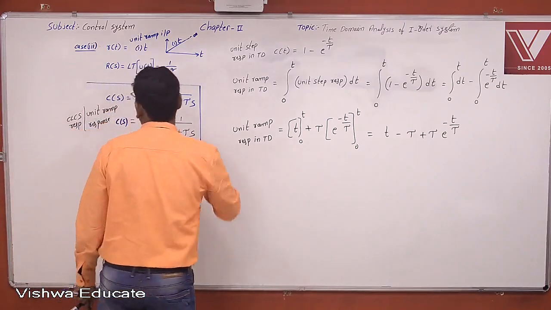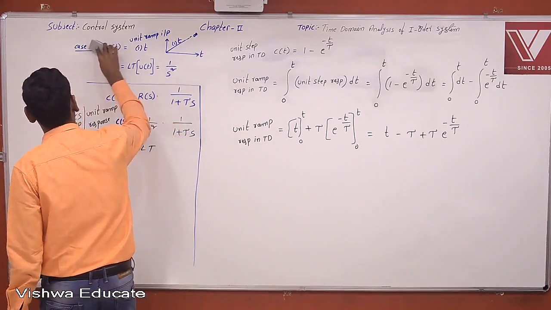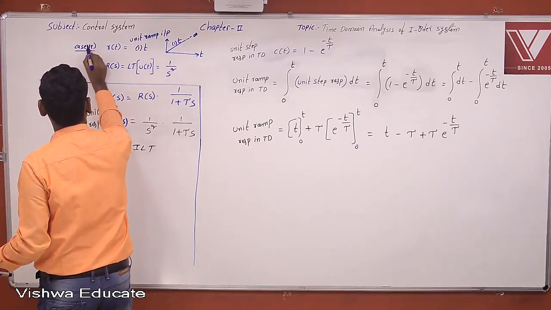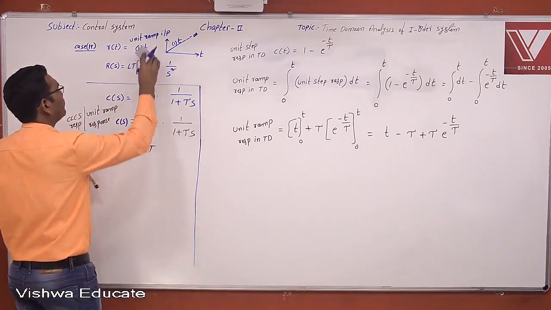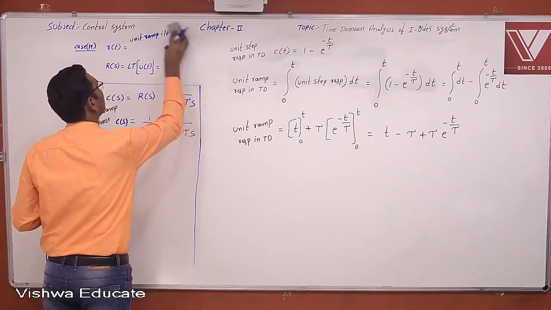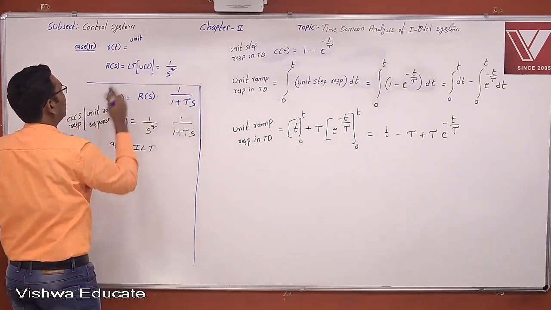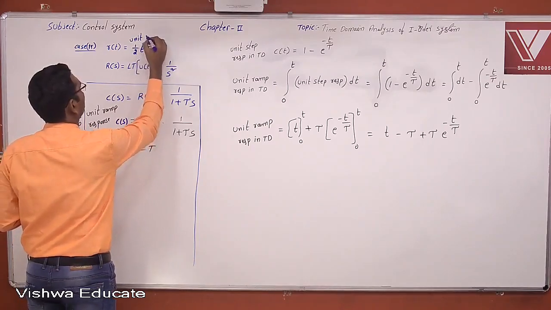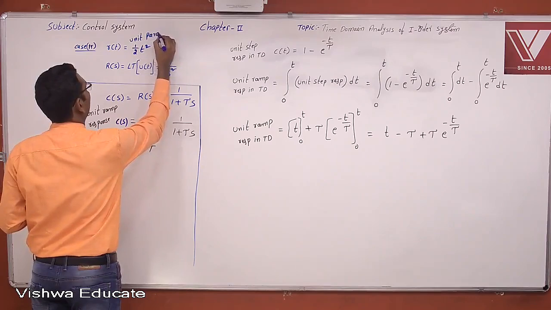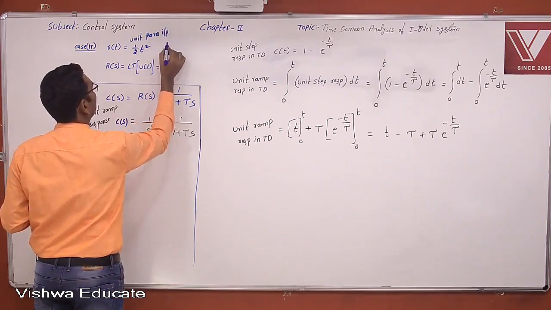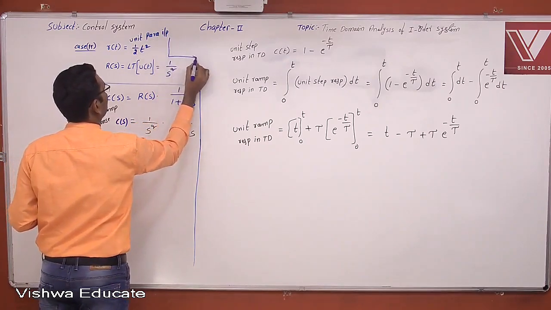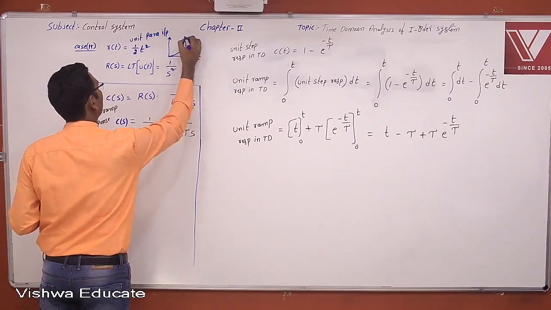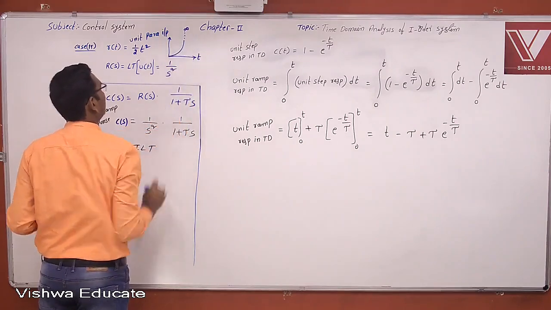Right. Now, students, now we'll see case 4. Now, the reference input is the unit parabolic input. This is also an unbounded input, which is not used, only for theoretical calculations.